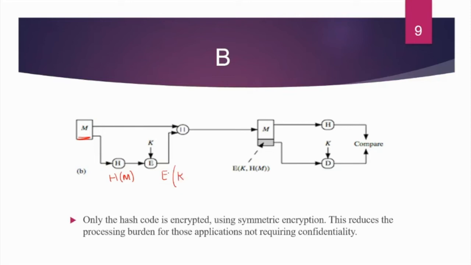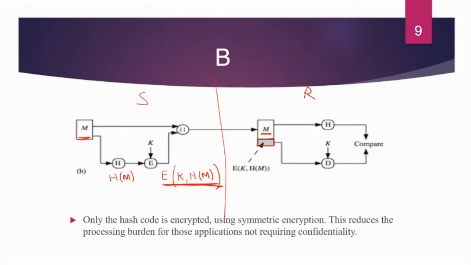So after this what we get is E, encryption done using key K, on whatever code is generated from h of m. This particular encrypted hash code will be attached or appended with the message. So the message is of the form plain text message m along with the encrypted hash code. Now this is sent to the receiver end. So this is the sender, this is the receiver, this is what we send.